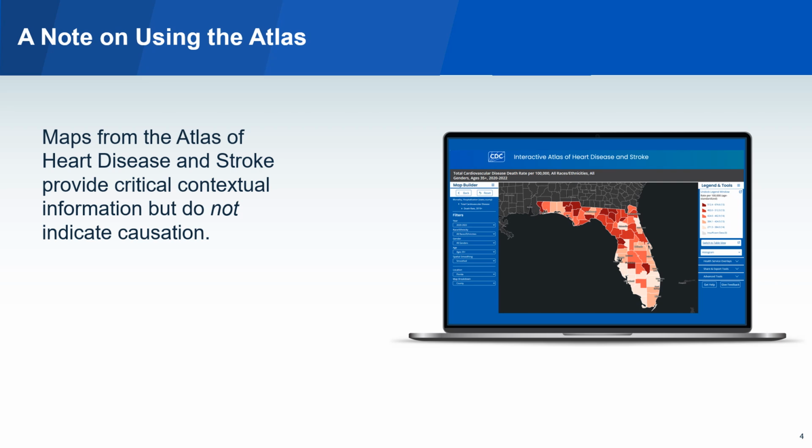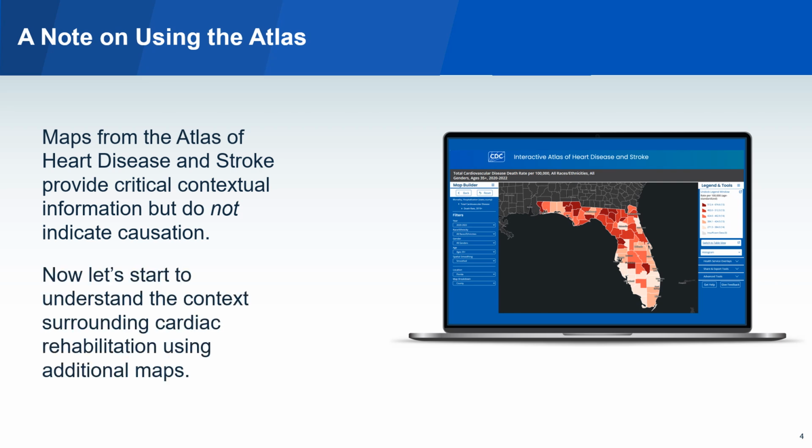Before we begin comparing maps, it's important to note that maps from the Atlas of Heart Disease and Stroke provide important contextual information but do not indicate causation. Rather than drawing conclusions about relationships, we can use the maps to understand the characteristics of communities with varying needs and geographic proximity to hospitals offering cardiac rehabilitation services. This context informs program decisions that are tailored to the needs of each community. Now let's start to understand the context surrounding cardiac rehabilitation using additional maps.